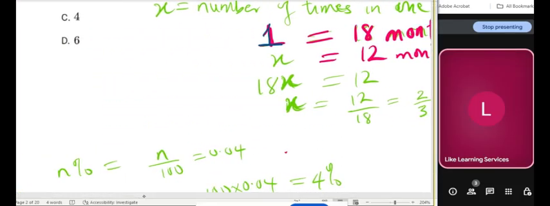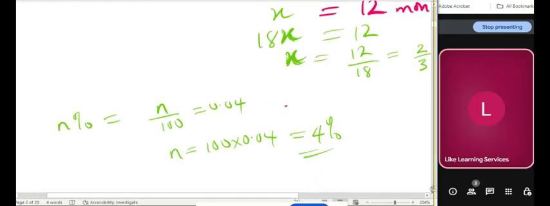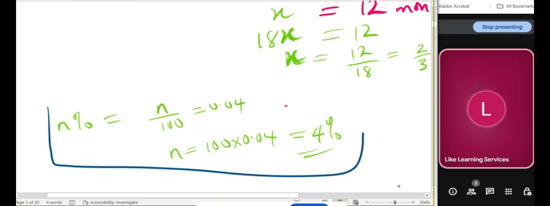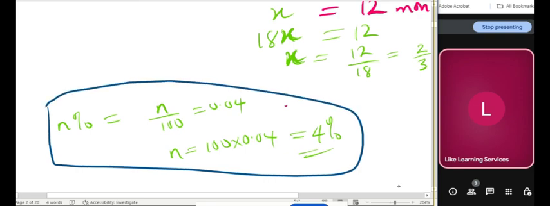N% is n over 100, which is 0.4. So n is 4. Just solving this question. So n is actually 4.